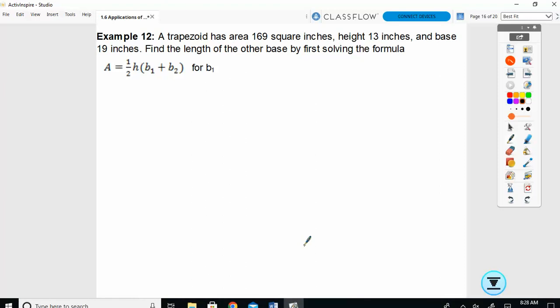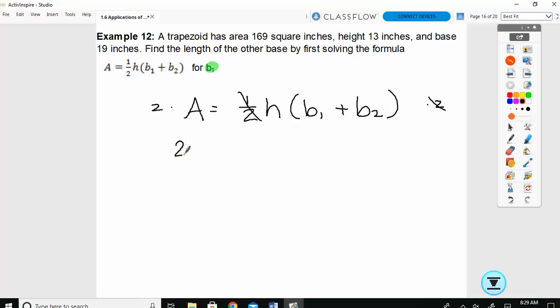Okay, so this one tells me a trapezoid has an area of 169 square inches, a height of 13 inches, and a base of 19 inches. Find the length of the other base by first solving this formula for b sub 1. So my goal on these problems, and the last few on your homework today, is just practice manipulating a formula. Can I get the b sub 1 by itself here? How could I get rid of a 1/2? Multiply by 2. Okay, so let's multiply each side by 2.